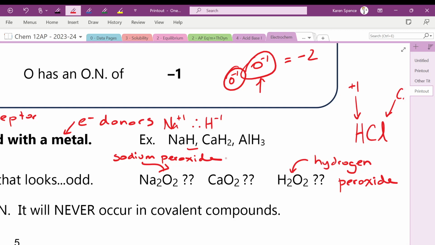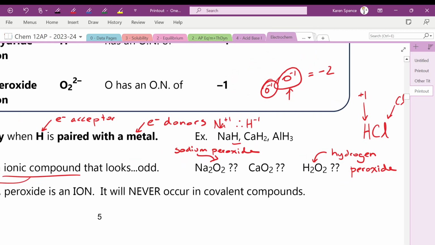People start looking for peroxides when we get into some organic compounds, but peroxide is an ion. It's never going to occur in covalent or organic compounds, although all organic compounds are covalent. People get excited when they're like, oh, there's an O2 in this thing, but it's just an organic compound, and organic compounds have all kinds of O's all over the place.